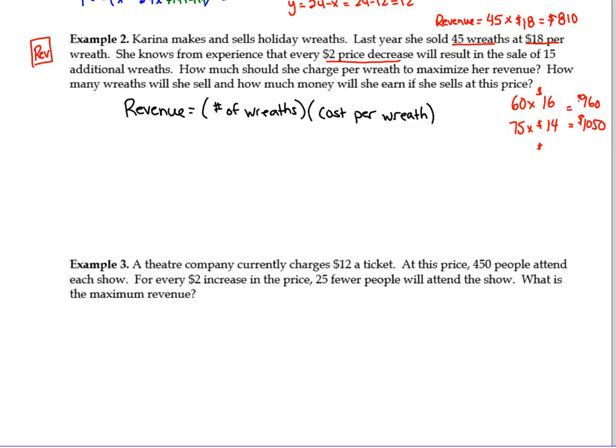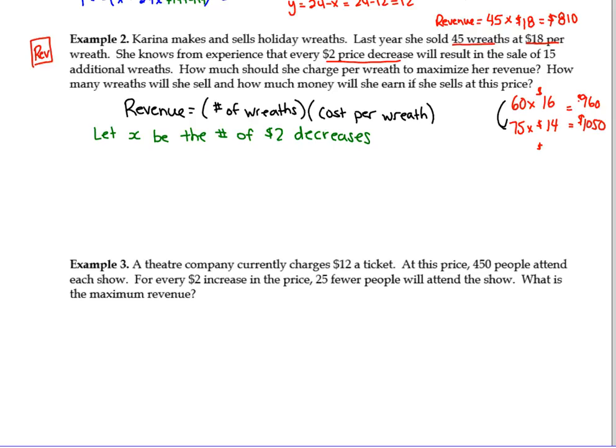Okay, so what am I doing to my number of wreaths every time? Increasing by 15. So for every $2 decrease, I added 15 wreaths. Okay, so our variable is going to be a little bit different here. We're going to let x be the number of $2 decreases.